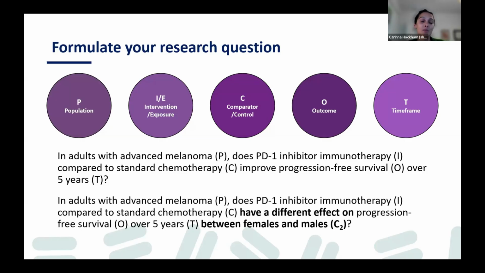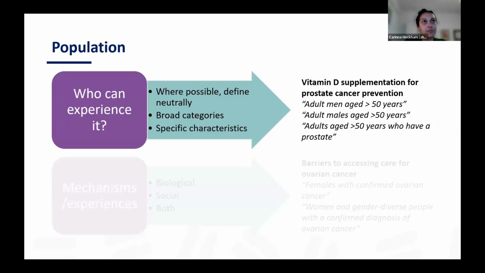And of course, if you did want to bring sex or gender to the forefront, all it takes is a small tweak to the question to achieve this, like shifting from does this treatment work to does this treatment work differently for different sexes or genders. So let's now break this PICO framework down, and we'll look at how each component creates opportunities to think about sex and gender more deliberately.